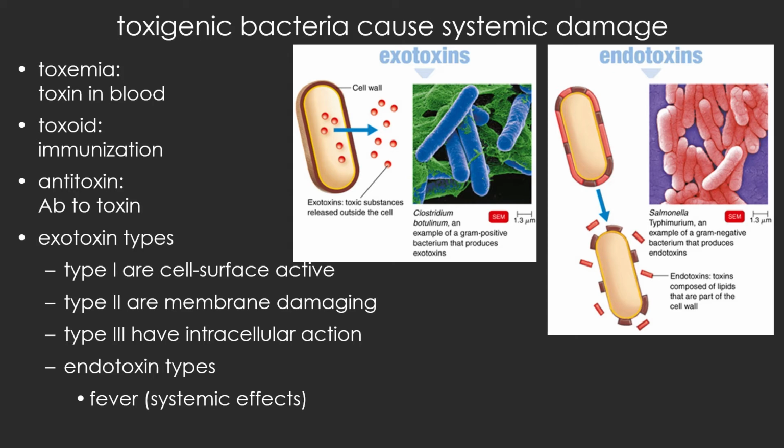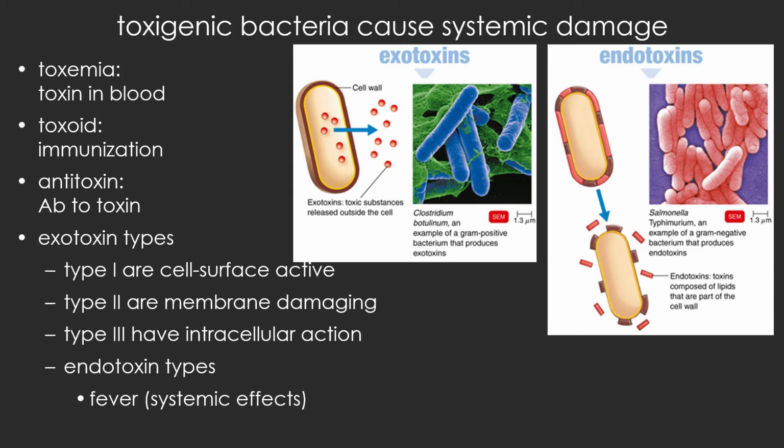We're going to spend quite a bit of time talking about different kinds of exotoxins because there happens to be a lot more variety in them, and then we'll wrap it up by talking about endotoxins. So just to give it a bit of context, we have three different types of exotoxins. Thankfully, they're called type 1, type 2, and type 3. We're going to look at an example of each of those.